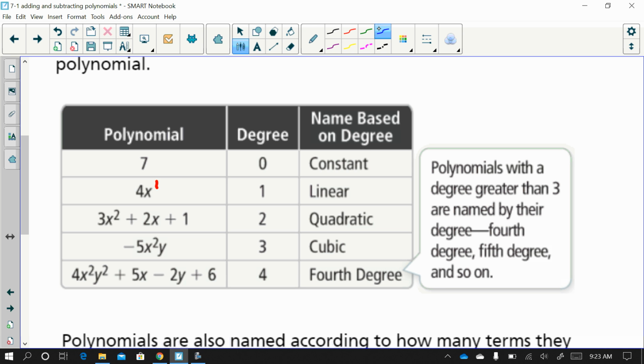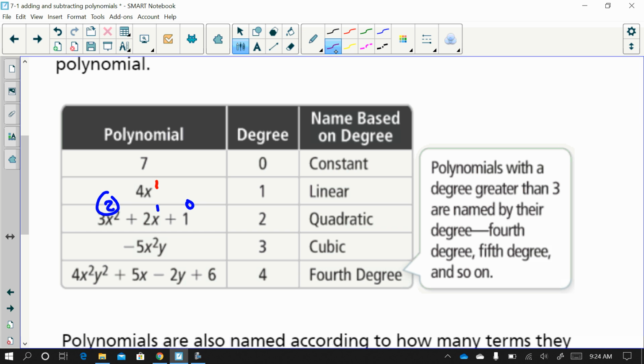My next problem, 3x squared plus 2x plus 1. Notice there are 3 terms, so we look at the degree of each term. The exponent here is 2. The exponent here is 1. The exponent here, excuse me, is 0. Which one's the biggest? 2 is the biggest, so my degree is 2. This is what we call a quadratic.